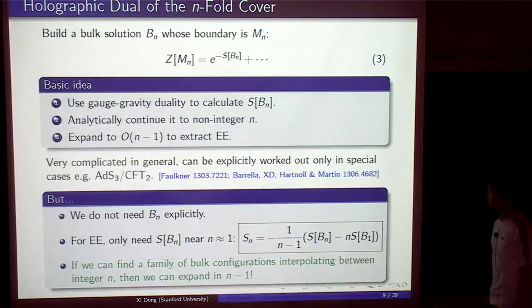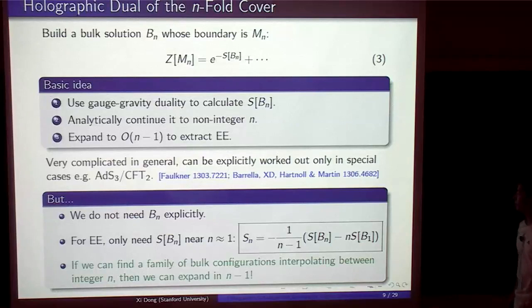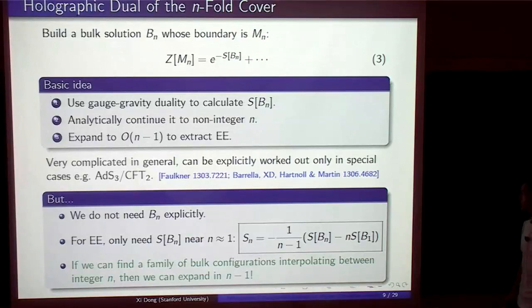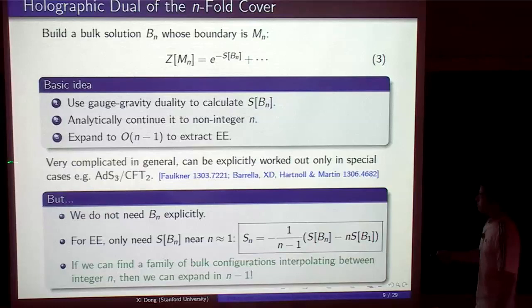This procedure is very complicated in general. In particular, it requires explicit knowledge about the partition function or on-shell action of the dual of the N-fold cover. It can be explicitly worked out in certain cases, but in general, it might be very complicated. The observation is that we don't really need these guys explicitly.